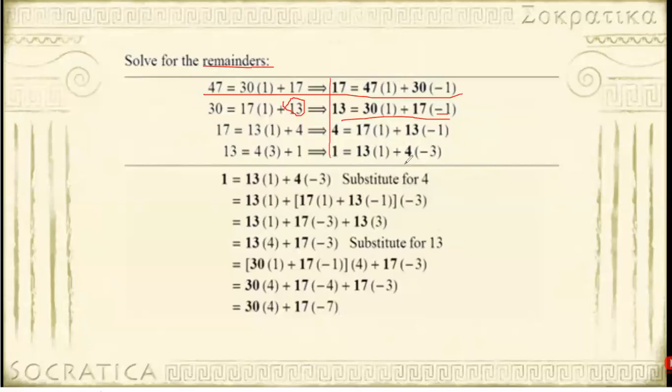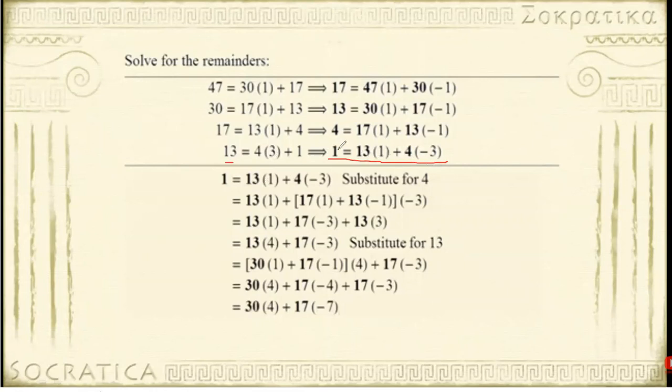Now what we will do, we will use the equations one by one and substitute for the respective values. Like 4, what is the 4? This is the value, so for the 4, we will put this. For the 30, this is the value, so we will put this value. For the 17, this is the value, so we will put it for the 17. Now here we have considered the last equation: 1 is equal to 13 into 1 plus 4 into minus 3. This equation we have considered.